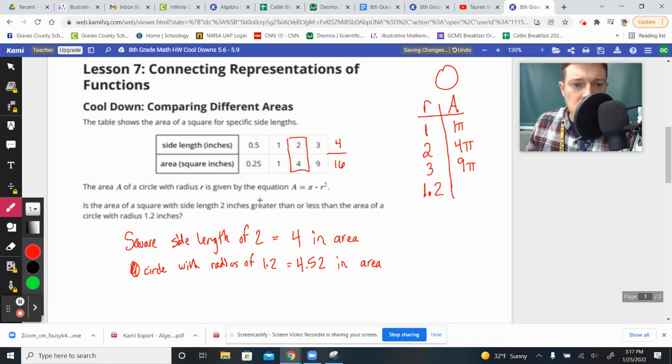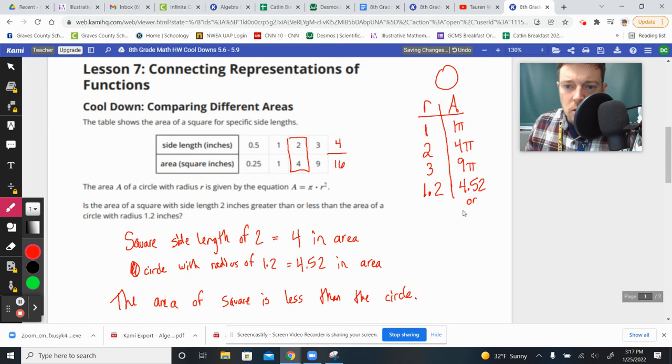So, is the square greater or less? It looks like it's less, slightly, by about a half of a square unit. So the area of the square is less than the circle. There we go. This one turned out to be 4.52. Or we could have said 1.44 pi. And when we multiplied it by pi, it gave us 4.52-ish.